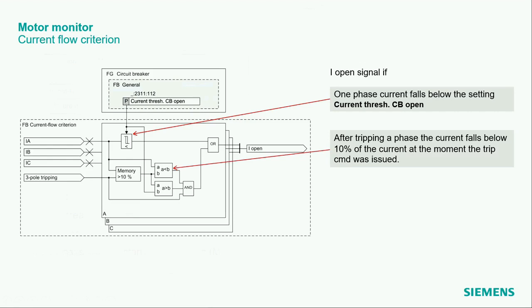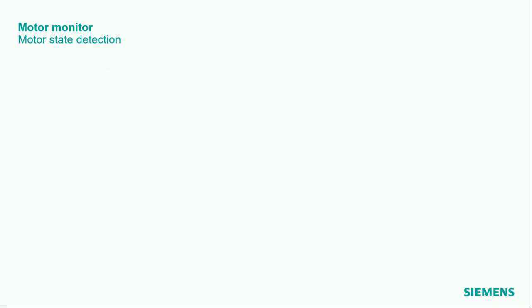Then we've built in a second functionality. This is when you switch off a fault, then you might still have a current which is relatively high, maybe higher than this threshold. So as not to delay the information that the circuit breaker is open, we have the second part of the logic and it checks if the current has dropped below 10% of the current when the tripping command was issued. So it's a relative criterion, whereas here I have an absolute criterion, a threshold as such. And then the function group circuit breaker or the protection device decides, okay, the circuit breaker is open. So this is the open detection.